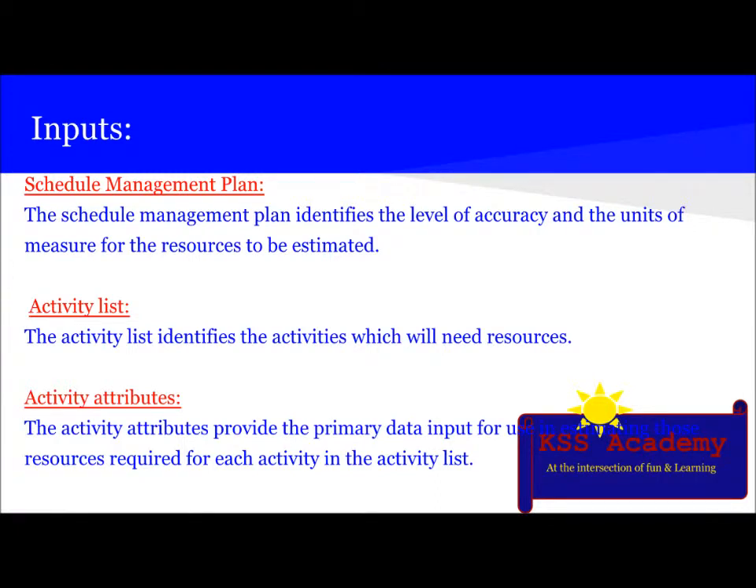First input is schedule management plan. The schedule management plan identifies the level of accuracy and the units of measure for the resources to be estimated. The second input is activity list. The activity list identifies the activity which will need resources. The third is activity attributes. The activity attributes provides the primary data input for use in estimating those resources required for each activity in the activity list.